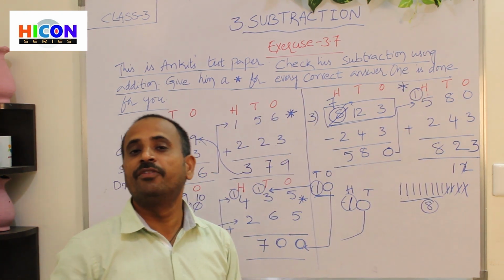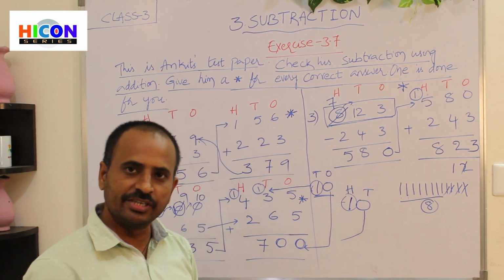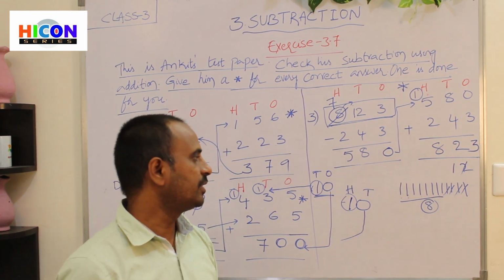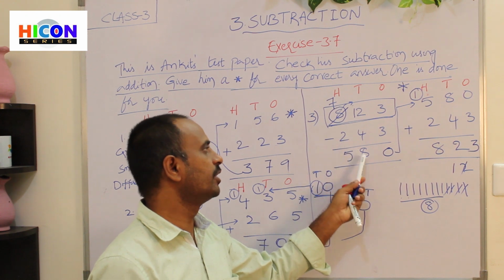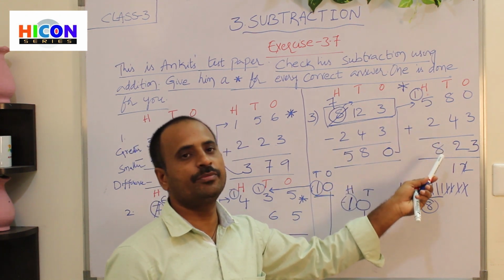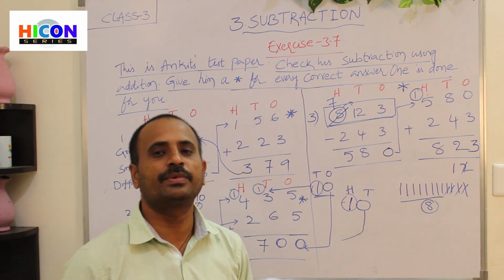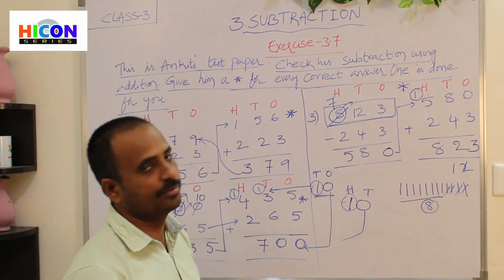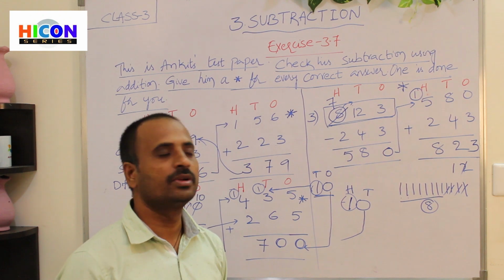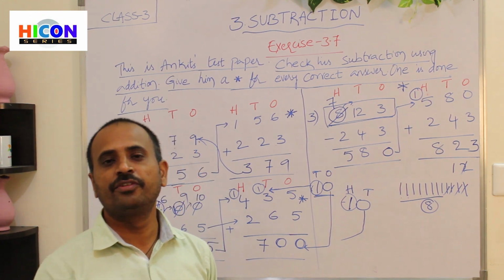In this way we can verify our subtraction by using addition. So how can we add? First we have to add the second number to the difference. If you get the first number, our subtraction is correct. If you don't get the first number, our subtraction is wrong. So practice the remaining problems at home as homework, which are given in the PDF.